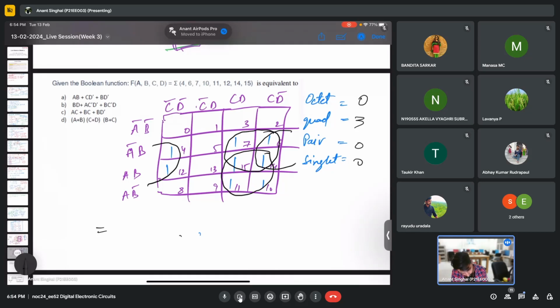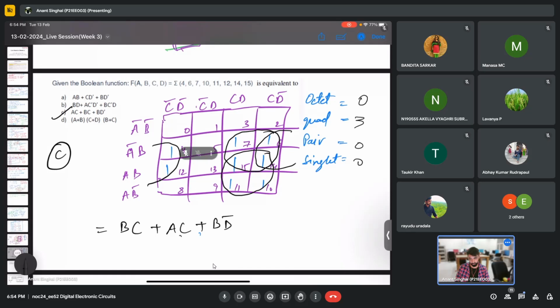So the answer will be, for this quad it will be B, C. For this it will be A, C. For this it will be B, and then D bar. Yes, so option C is correct. Any doubts in this? Any doubts?